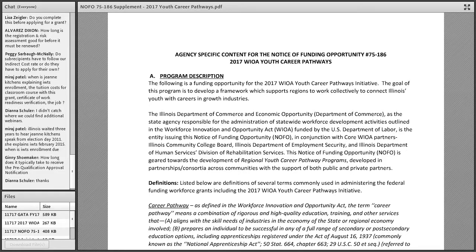Okay, so this is the standard information that's included in a grant opportunity. There is a standardized website at grants.illinois.gov that will have all of the funding opportunities for every state agency. If you go to that, you will see that there is this active grant opportunity. And it's my understanding that most of these grant opportunities will have a similar format.